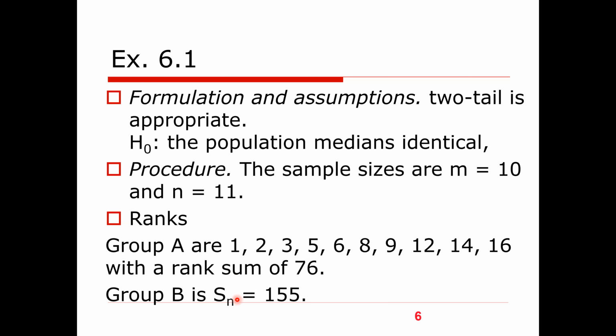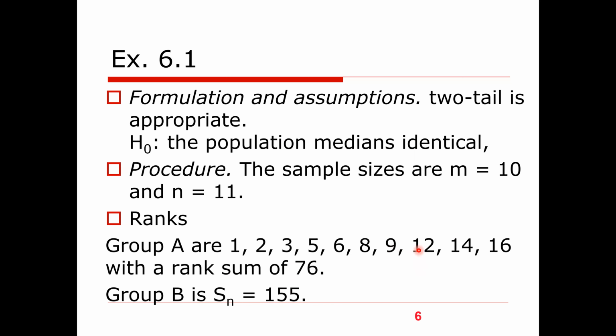So for this problem, SM is 76, SN is 152. Because the two samples have different sample sizes, even when they have the same medians, their sums of ranks do not have to be the same, right? So just for curiosity, we can calculate the theoretical maximum and minimum of SM and SN given the sample sizes, irrelevant with the specific data.